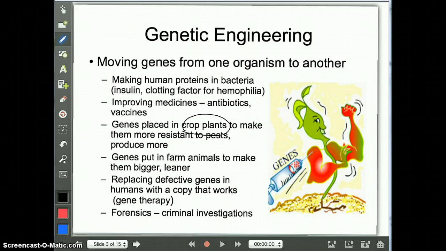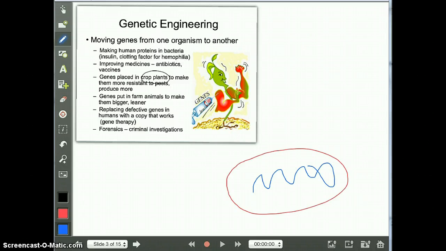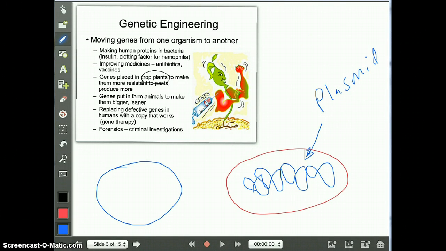Other examples of things we can do is make human proteins with the use of bacteria. Bacteria is one of those really cool organisms that we can actually manipulate. Bacteria are those organisms that do not have a nucleus, but what they have inside of them is DNA, just like we have. But their DNA is called a plasmid. What I just drew out is the DNA of a bacterium. If I was to stretch that DNA out, it would be a nice big circle, probably much larger than the cell itself.